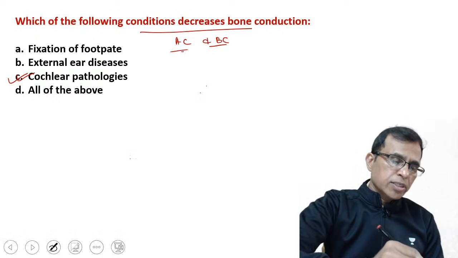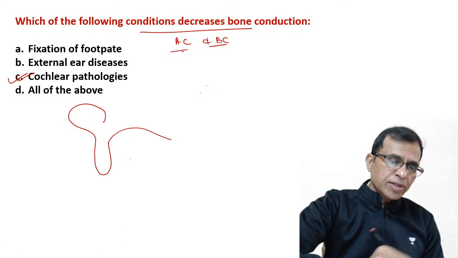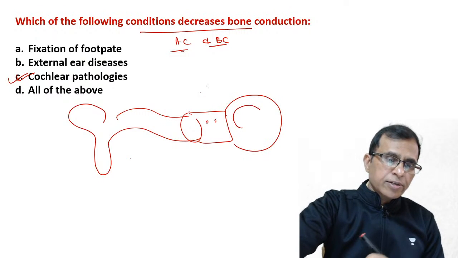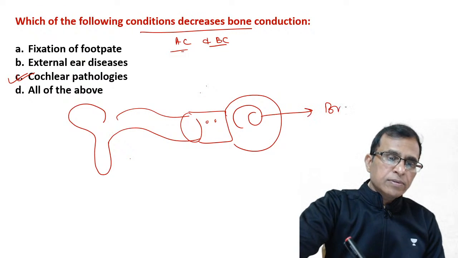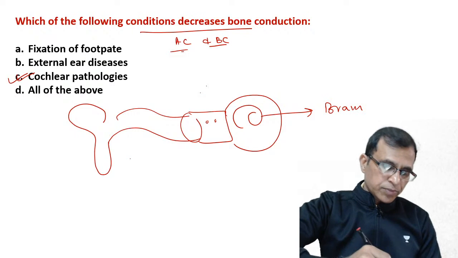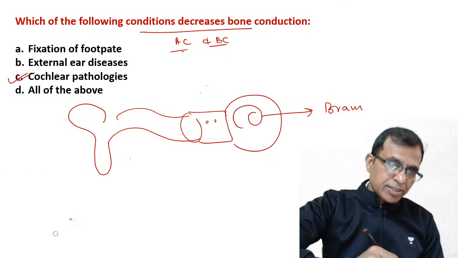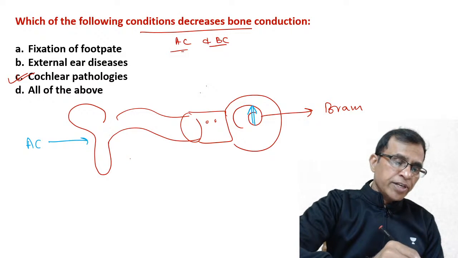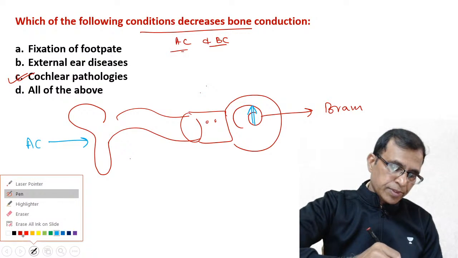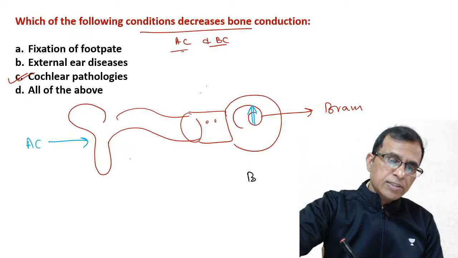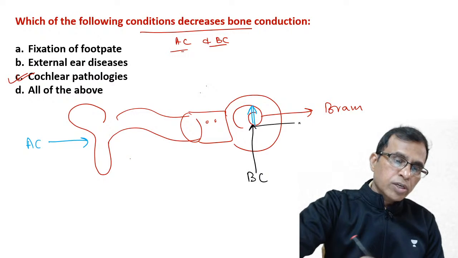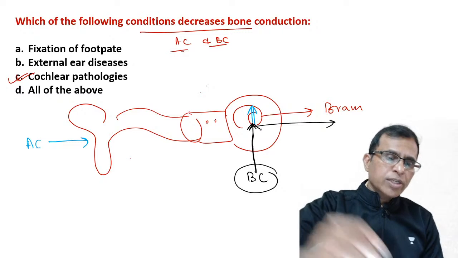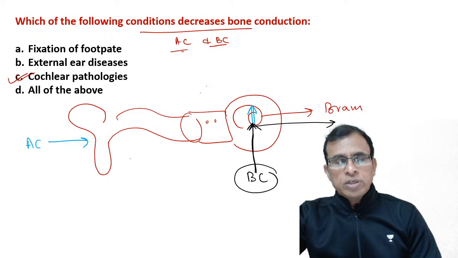Air conduction, bone conduction. So I draw like this: tympanic membrane, ossicles, inner ear, eighth nerve and brain. This is almost the first diagram that I draw, and I tell you that in the cochlea there is the organ of Corti. AC travels from here and BC travels straight to the cochlea and then to the brain. So bone conduction goes directly to the cochlea, and therefore it checks the cochlear pathologies.